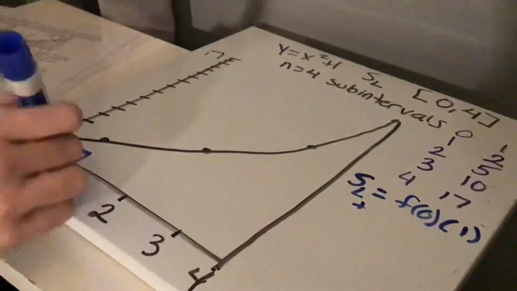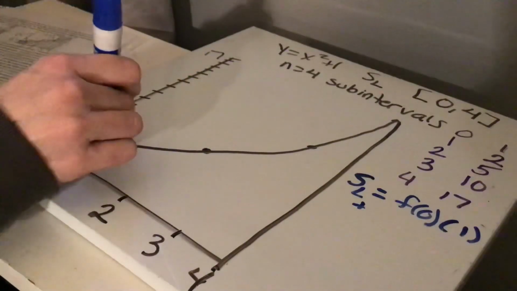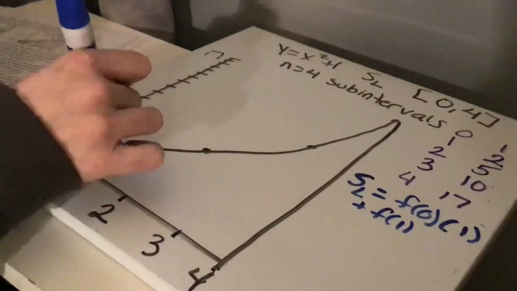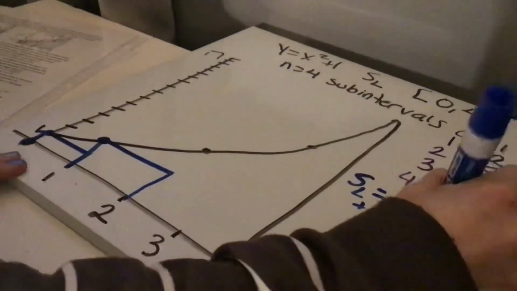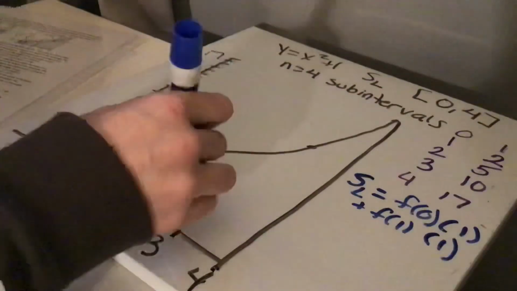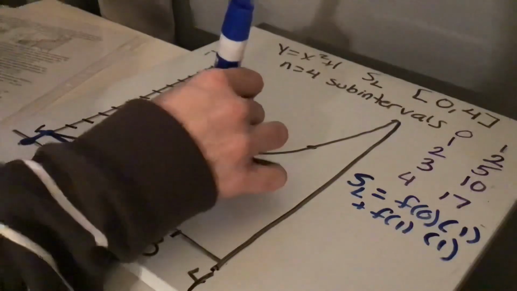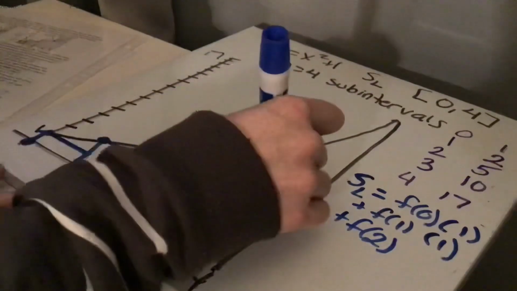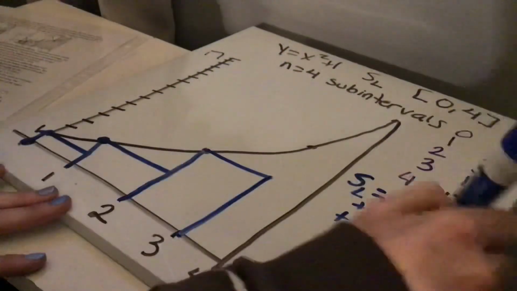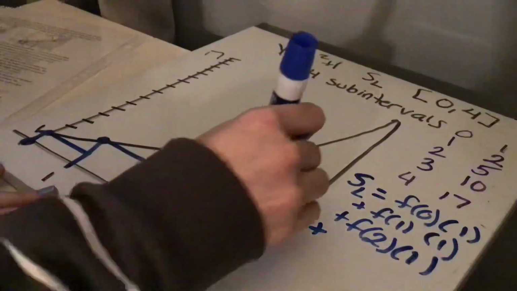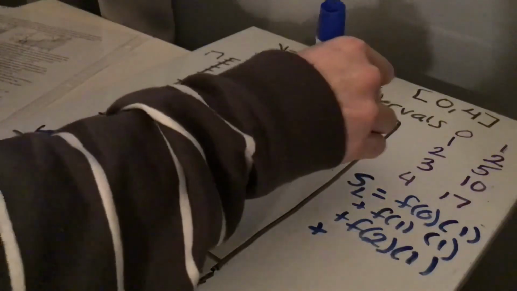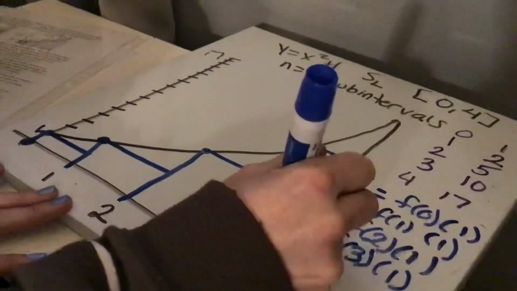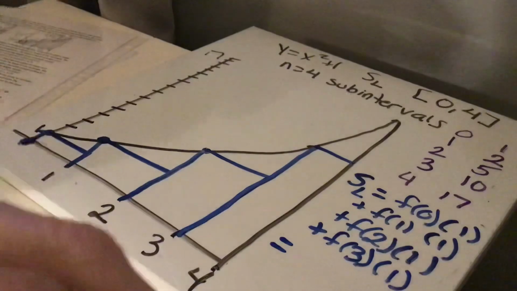Plus this next one. So you go up to the curve here. So this is going to be the function evaluated at 1 for the height times the width of the bar, which is 1. Then your third rectangle, left hand, go up to your curve. So it's the function at 2 times its width of 1. Plus the last rectangle, you go up to the curve at 3 and then across. So the function evaluated at 3 times its width.